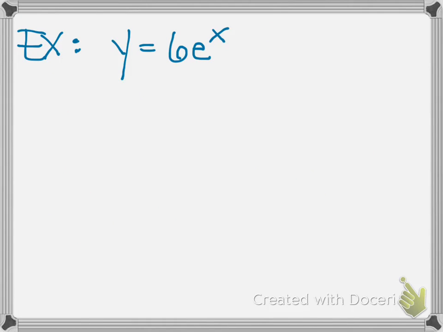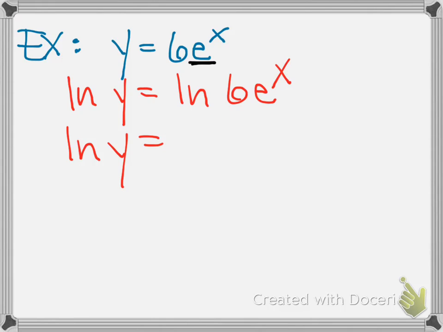We'll do one more example. This time notice that our base is e. And like I said in the last example, it doesn't really matter what type of log you use, but in this case, because we have a base of e, it makes more sense to use a natural log here than a common log, because the natural log has a base of e. So let's take the natural log of both sides. Remember, that's represented by ln. So we've got the natural log of y equals the natural log of 6 times e to the x.